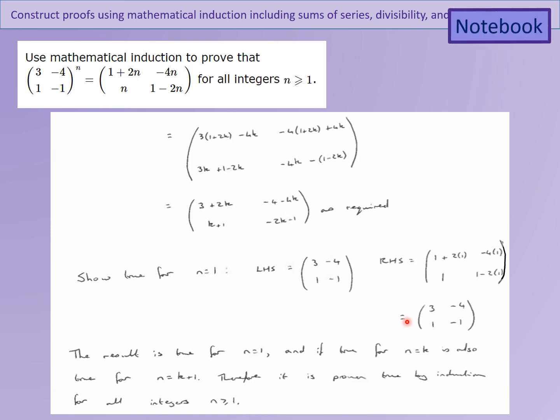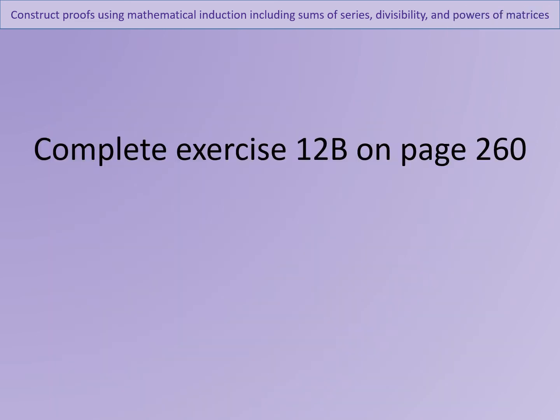Finally, we're going to check that it works for n equals 1 by substituting this in. The left-hand side and the right-hand side both become 3, minus 4, 1, minus 1. Our conclusion then, the same sentence as usual. The result is true for n equals 1, and if true for n equals k, is also true for n equals k plus 1. Therefore, it's proven by induction for all integer values n greater than or equal to 1. Now complete exercise 12b on page 260.